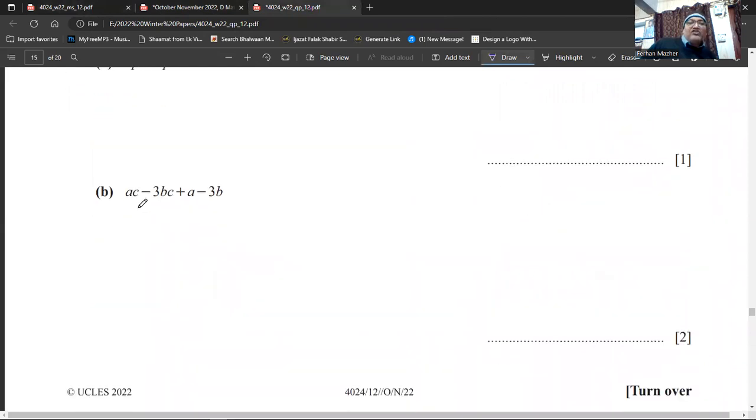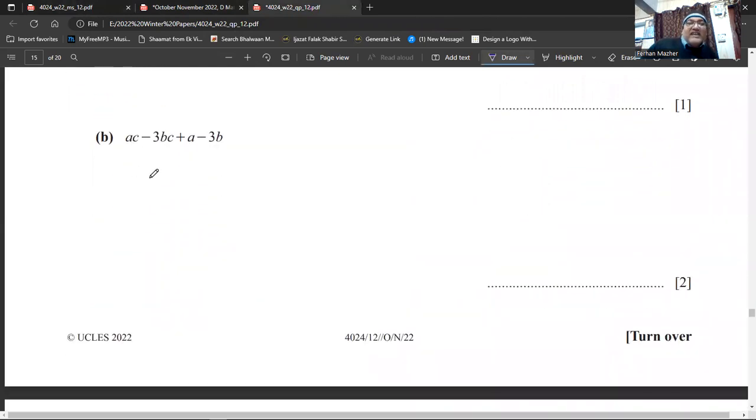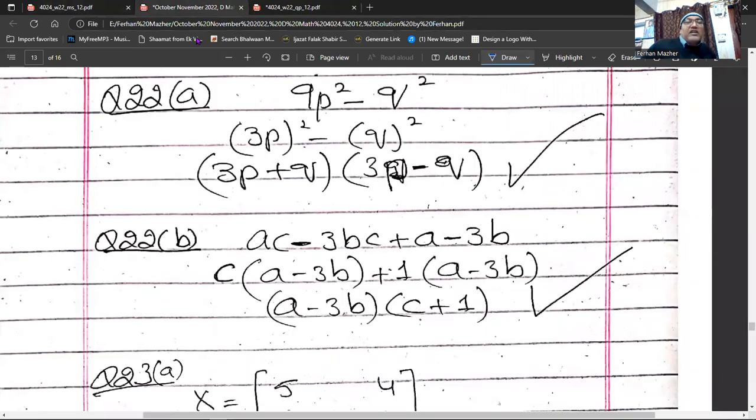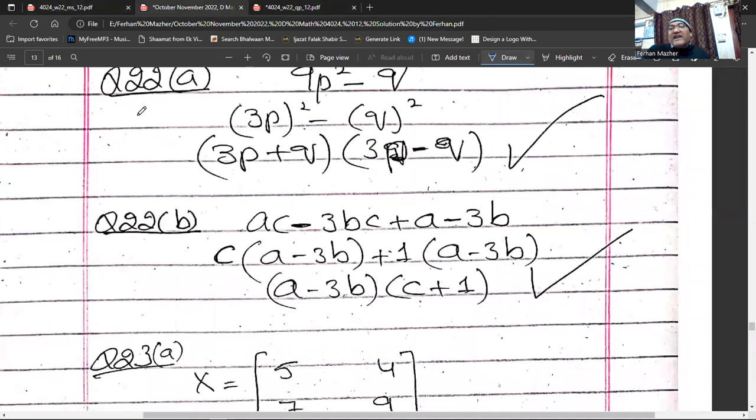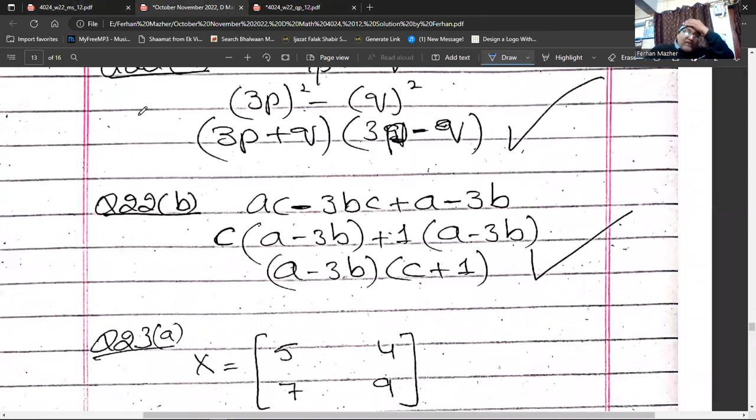Okay, B part, question number 22, B part, a 2 marks question: AC minus 3BC plus A minus 3B. So it's a 4-term expression, and we want to factorize it. I will take something common from the first 2 terms and then from the last 2 terms. From the first 2 terms, C is common, bracket A minus 3B, bracket close. From the last 2 terms, nothing is common, so I will take plus 1 common. So in the bracket, I will have A minus 3B.